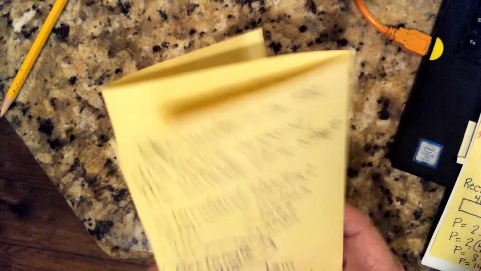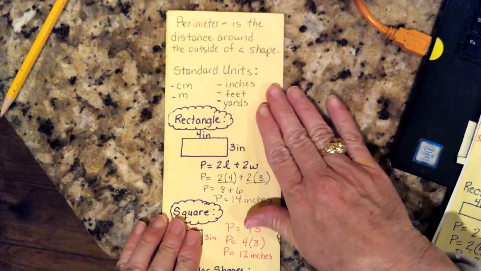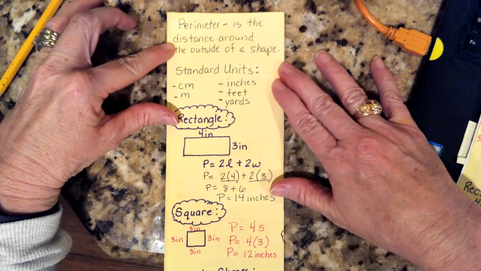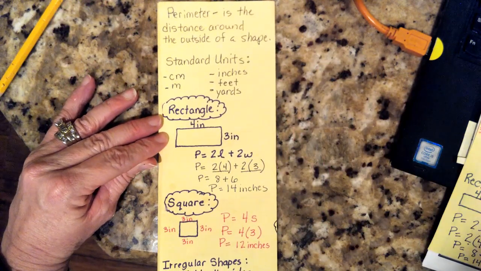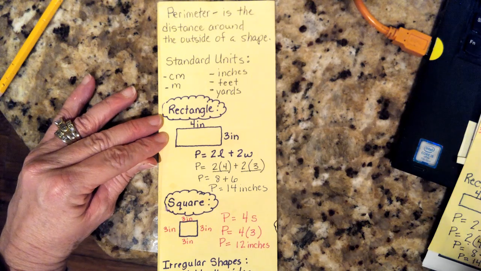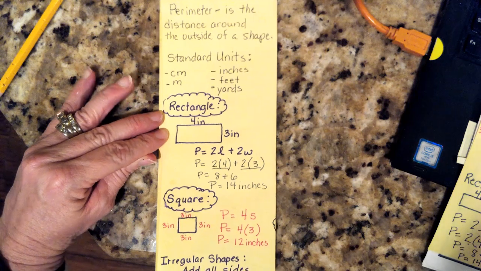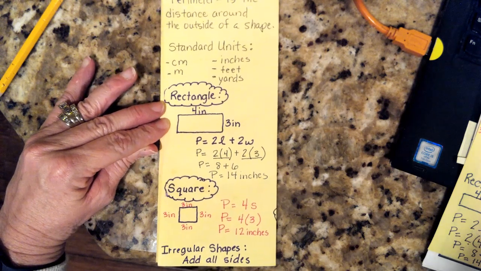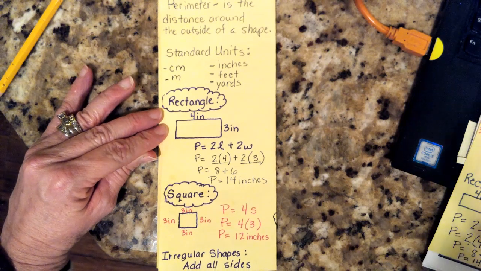So last week on Wednesday, I believe it was, we put in notes about perimeter. So you can pause the video and you can go ahead and get all of this information on your paper. Make sure you get all of it written down. So just pause it, get it all written down.